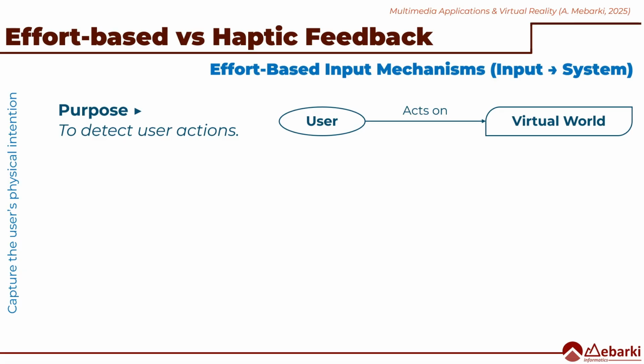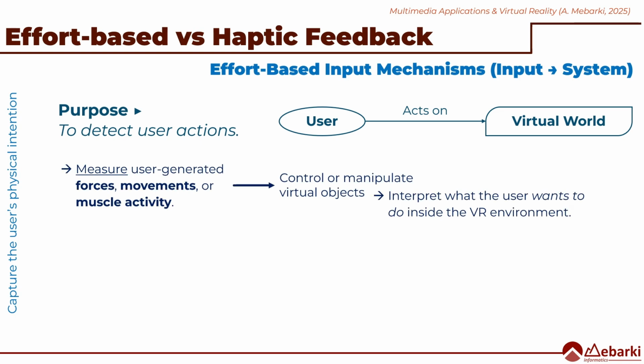From a technical perspective, effort-based input mechanisms are characterized by their ability to measure user-generated signals. These signals can take different forms, such as forces applied to an object, movements of the hands or body, or muscle activity produced during an action. By measuring these physical quantities, the system obtains raw data that represent the user's effort. These mechanisms serve as input channels that allow the user to control or manipulate virtual objects.